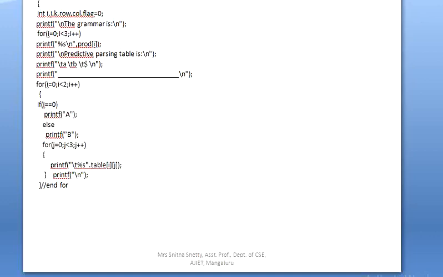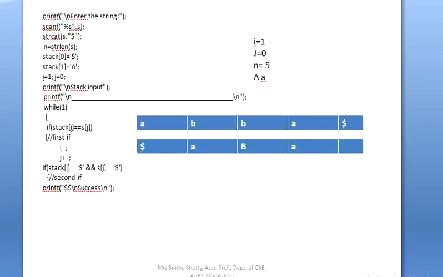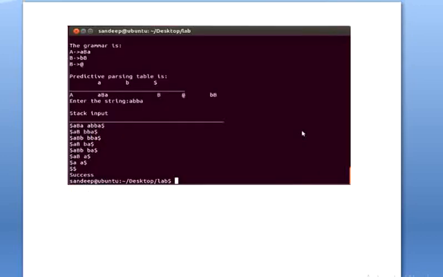And next you are printing this part. For k equal to 0, k less than 5, you are printing s of k. So s of k is ABBA dollar. So you can look at the output, students. Here you are printing ABBA dollar.